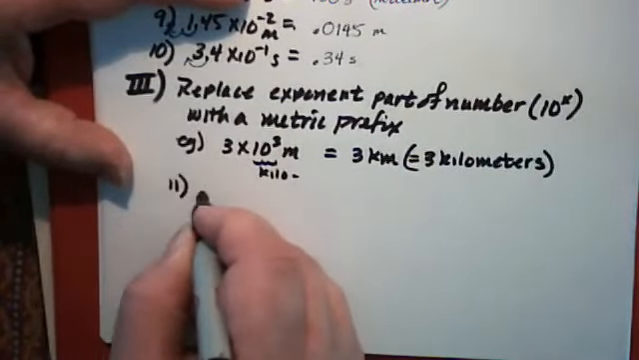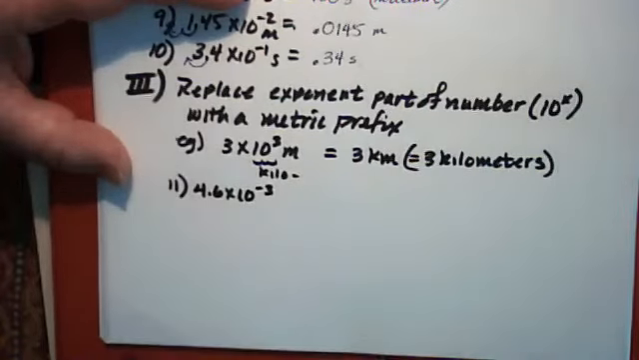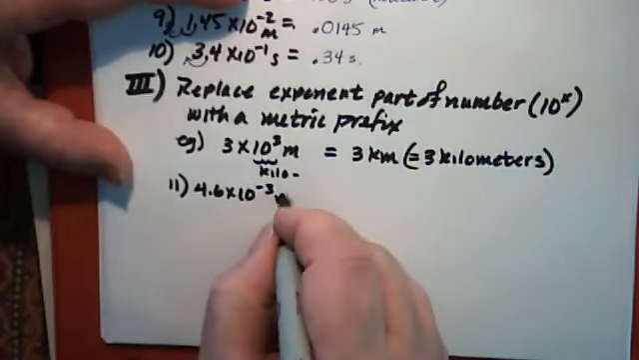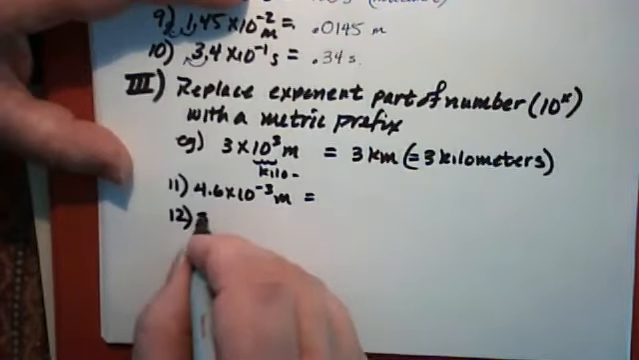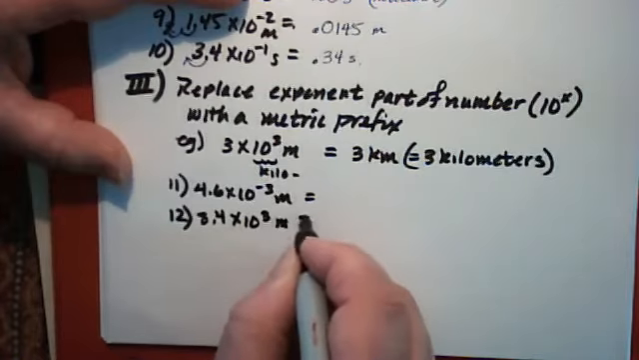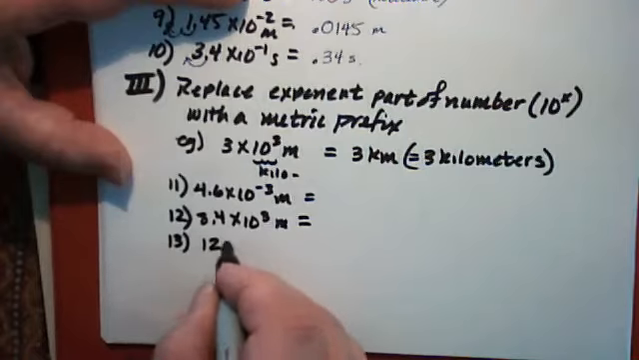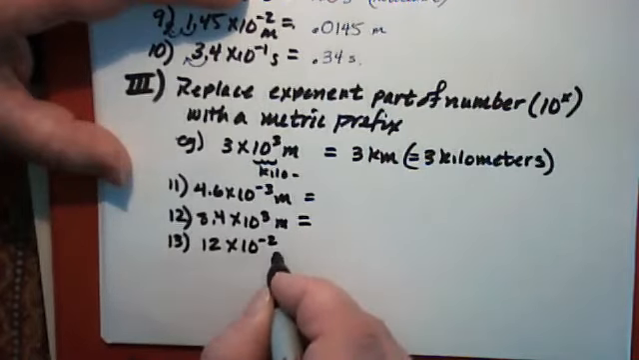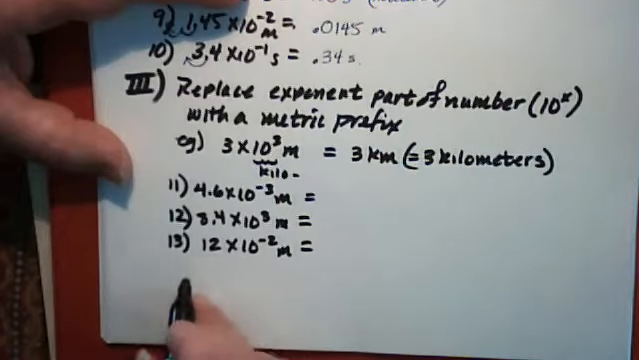So number 11 is 4.6 times 10 to the minus 3 meters. 12 is 8.4 times 10 to the third meters. 13 is 12 times 10 to the minus 2 meters. Note that that is actually not proper scientific notation because the first part of the number is not between 1 and 10. But that's okay.